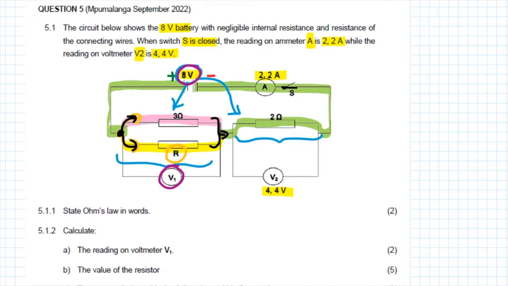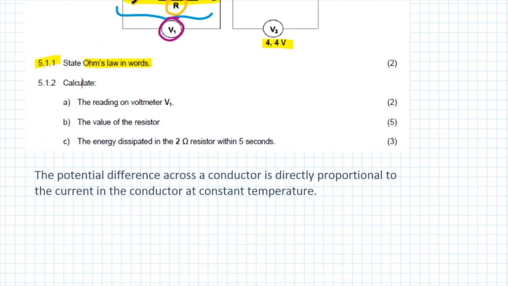So now we go on to question 5.1.1, which says, state Ohm's law in words. In words, we say that Ohm's law states that the potential difference across a conductor is directly proportional to the current in the conductor, specifically at a constant temperature. We normally award 1 mark for the first part and 1 mark for the control.